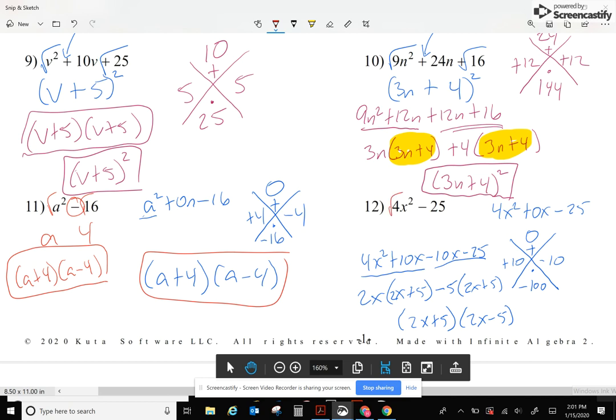Looking at number 12, I'm going to do the square root of each. The square root of 4x squared is 2x. The square root of 25 is 5. So I'm going to use the 2x and the 5. It's just that one of my parentheses is going to have a plus, and the other one's going to have a minus. Once again, the X method always works, but these are special cases, so this is how they get treated.